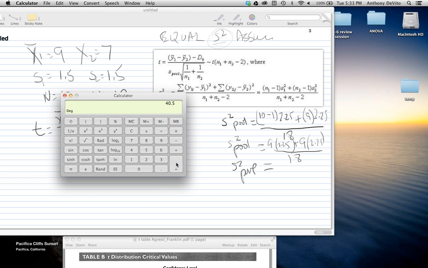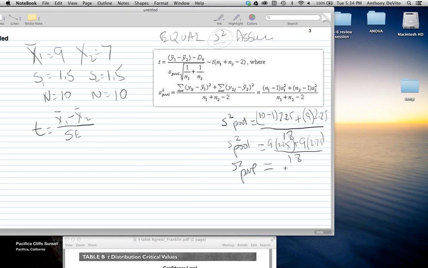Plus is equal to 40.5 added to itself. So that's the whole top part of this, and divided by 18 is equal to 2.25. Well, that worked out pretty easily, right? Okay, so now this is equal to 2.25. However, notice that this is for the pooled variance, not the pooled standard deviation.